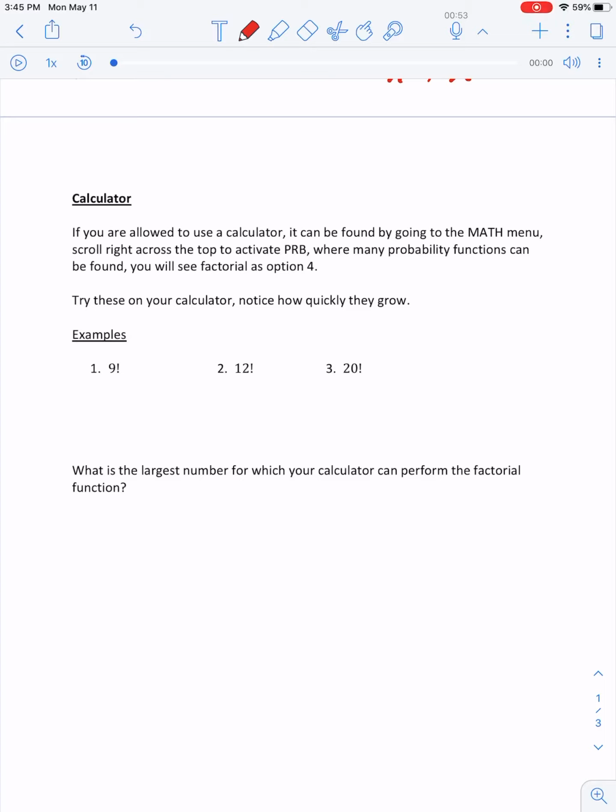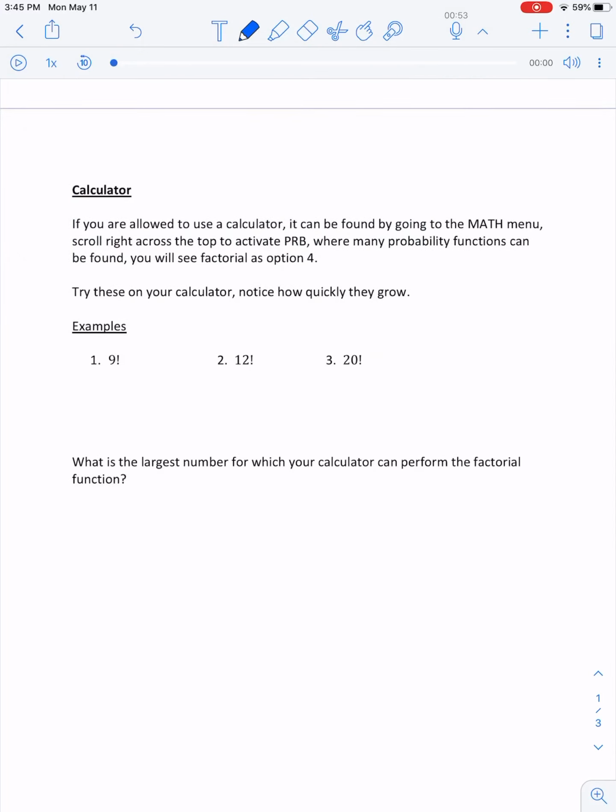Now, one thing you have to do is enter the number prior to doing that so that the calculator knows which factorial you want to do. So if I'm doing number 1, I would enter the number 9 first. Math, scroll over to probability, choose option 4, and then it appears on your screen exactly how you would like it. Hit enter, and for this first one, you can see how it gets big really quick. I got 362,880.